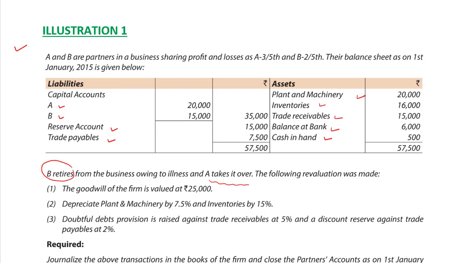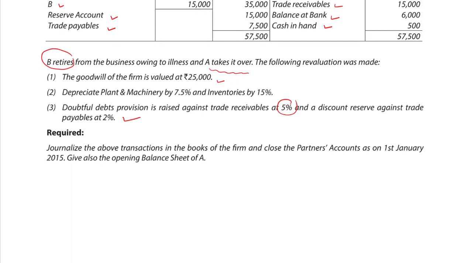The following revaluation was made. The goodwill of the firm is valued at 25,000. Depreciate plant and machinery by 7.5% and inventories by 15%. Doubtful debts provision is raised against trade receivables at 5% and discount reserve against trade payables is 2%. Required: journalize the above transactions in the books of the firm and close the partners' accounts as on 1st January 2015. Give also the opening balance sheet of A.